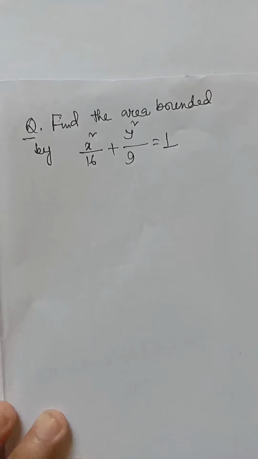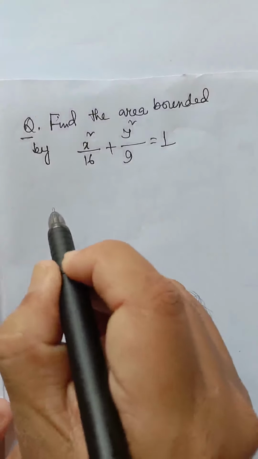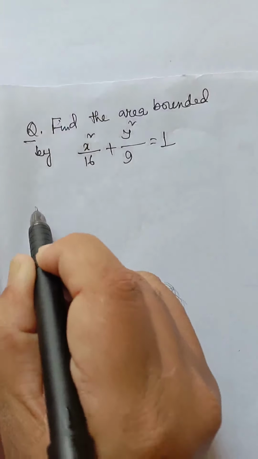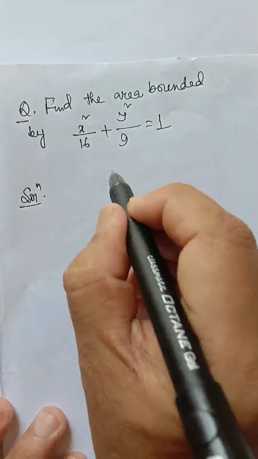Next question is to find the area bounded by the ellipse x square by 16 plus y square by 9 equal to 1. First of all, we will draw the rough sketch of the ellipse. Here a is greater than b, x square by 4 square, y square by 3 square. So a is more than b, so major axis will be along x axis.